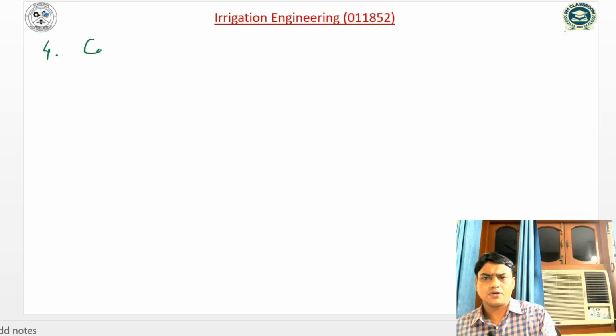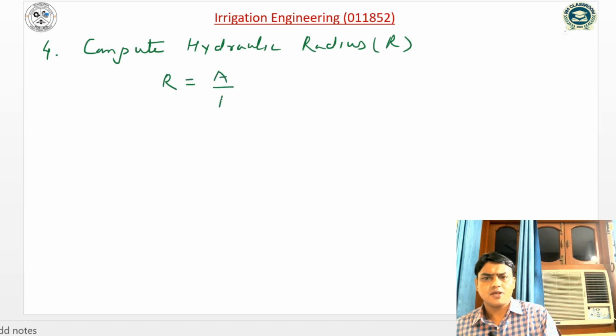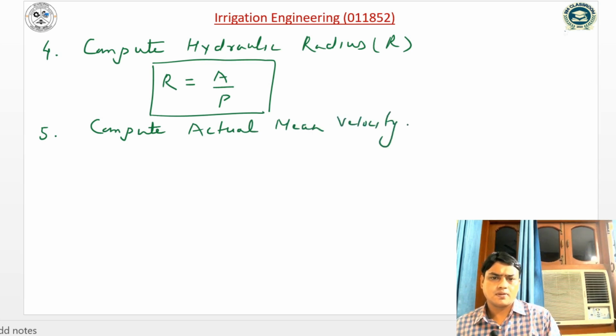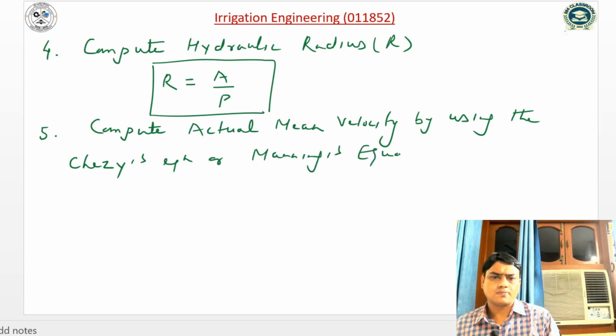Fourth step is compute hydraulic radius R, that is equal to A by P. Fifth step, compute actual mean velocity by using the Chezy's equation or Manning's equation.